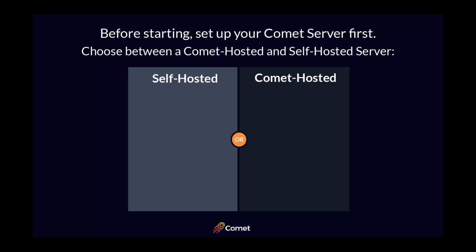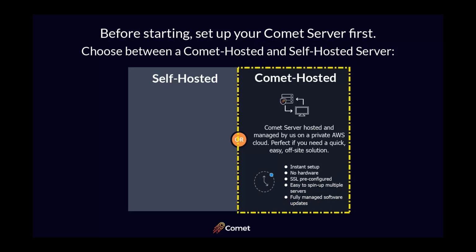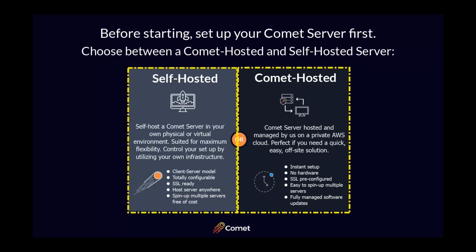First, you need to set up a Comet server. The Comet server is your central management for backups and devices, which you can access on a web portal. You can either use a Comet-hosted server, which we maintain for you on an AWS account, or you can use a self-hosted server. In this video, we will go through the basic setup on a Comet-hosted server.